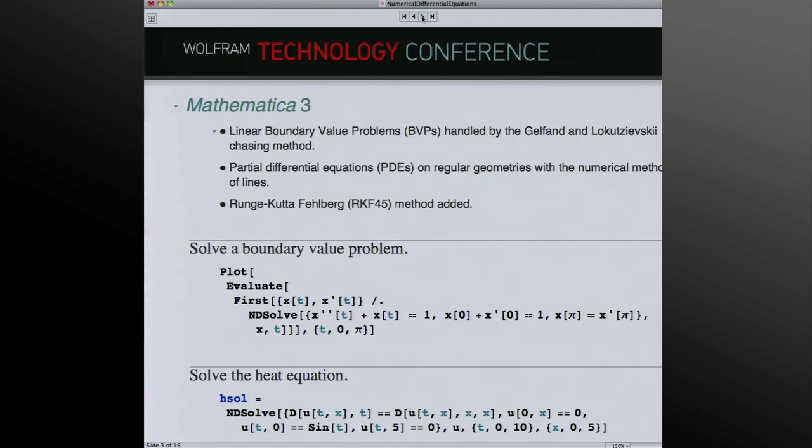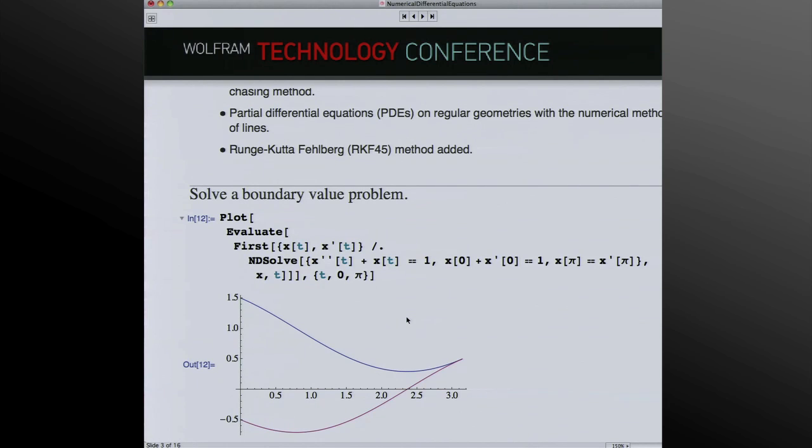Linear boundary value problems by this obscure Gelfand-Lokodovitsky chasing method, which it took me from reading the paper almost a year and a half to really realize that that was just a shooting method specialized for linear problems. But that's how clear the paper was written. We can thank Michael Trott for finding such gems. But it does solve boundary value problems, and it does reasonably well.